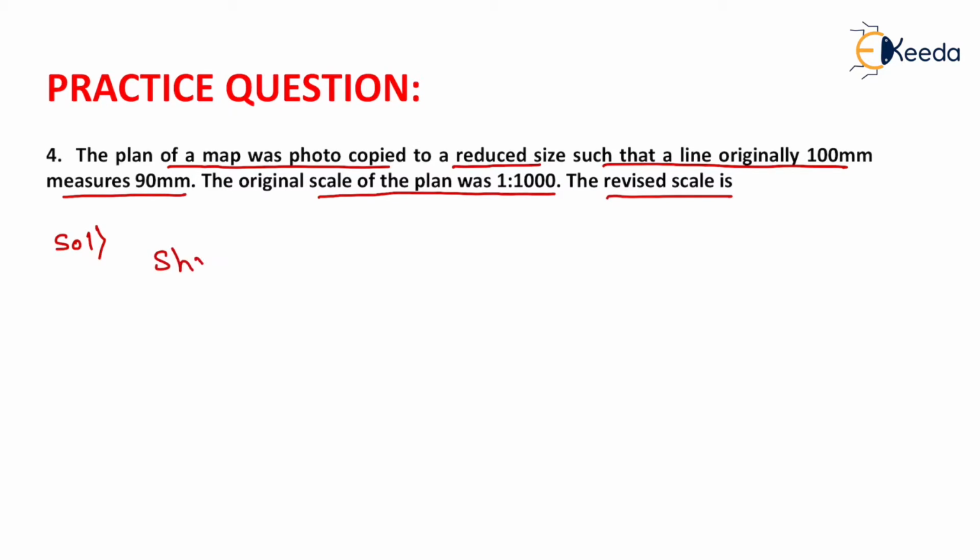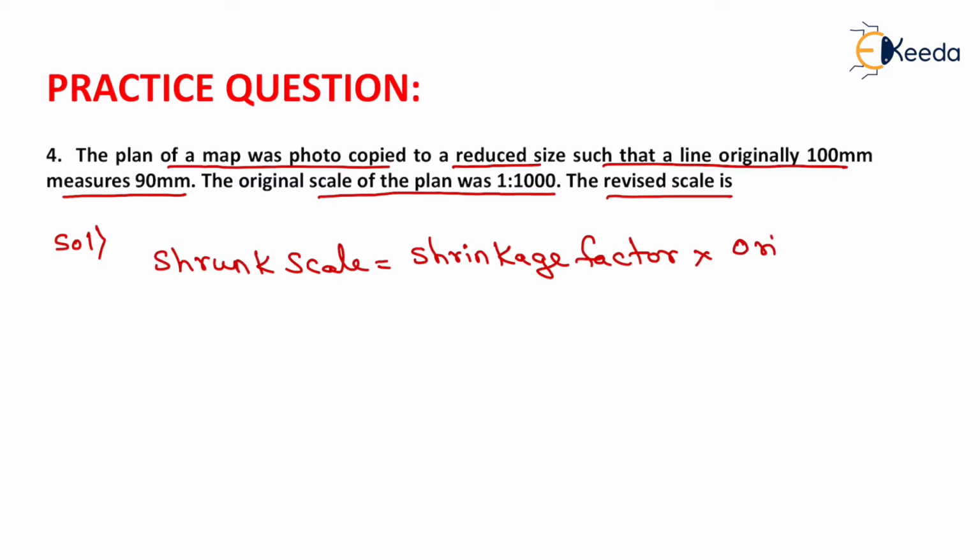of shrunk scale, which will be equal to shrinkage factor into original scale. Now shrinkage factor will be equal to the shrunk length, that is 90 mm, divided by the original length, that is 100 mm, and the value of original scale is equal to 1 by 1000.